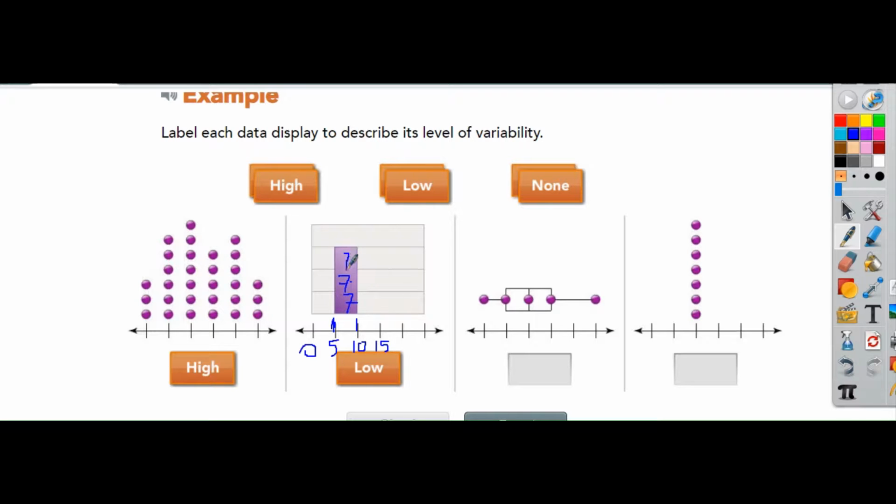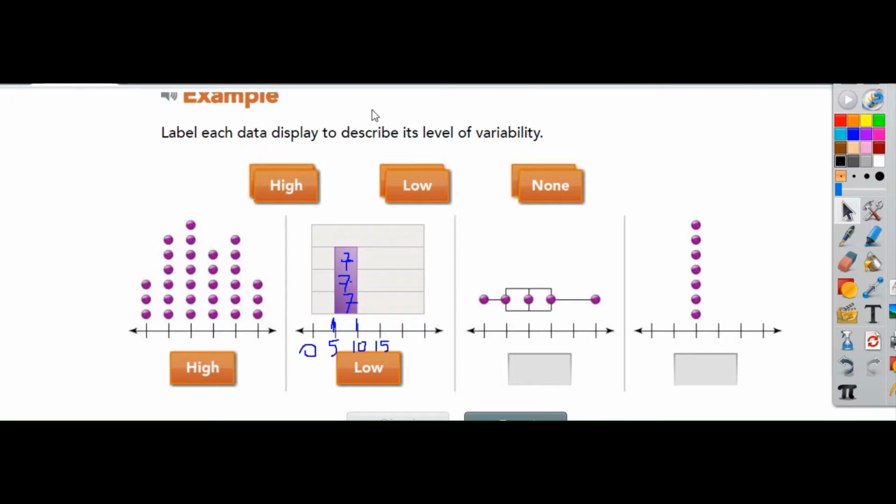And since you cannot say that, since you don't have a data set, you cannot say that this is no variability. You would have to say it's low variability. Unless it's a constructive response question, it can be argued, but you have to state your understanding. So based off of the information that we have in this histogram, this data shows low variability. Now we have another data set.